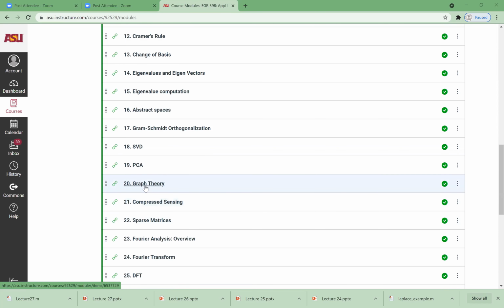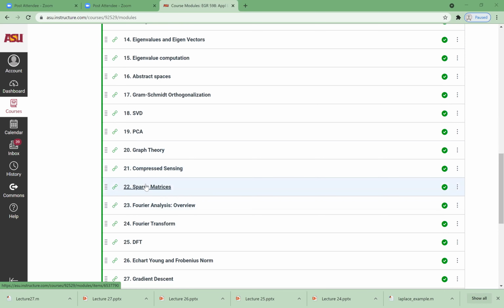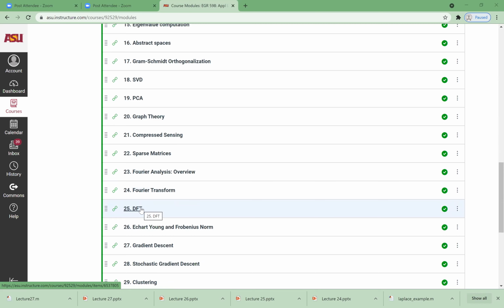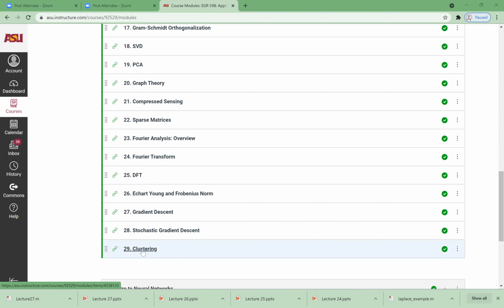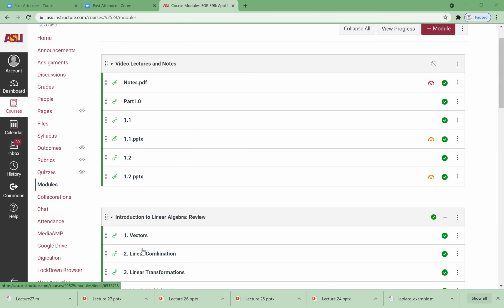Then there are lessons on graph theory, compressed sensing, sparse matrices, Fourier analysis, discrete Fourier transform, stochastic gradient, clustering. All these lessons are visual. So you will see cartoons, you will see things flashing at you, you will see how those things come together and so on. So please make use of those resources.